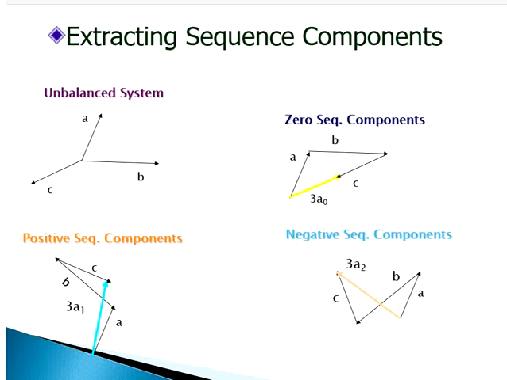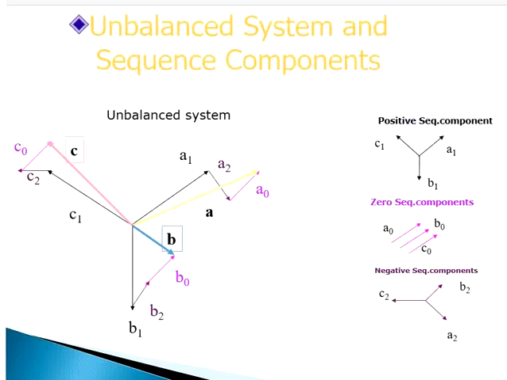There will be equal magnitude and phase displacement will be 120 degrees, and the phase sequence will be like the original phasors, whereas negative sequence component means phase displacement will be 120 degrees and equal in magnitude, and my phase sequence will be opposite to the positive sequence or original.